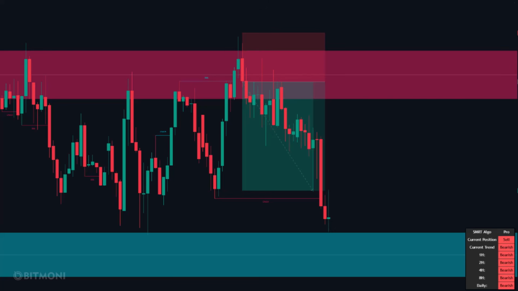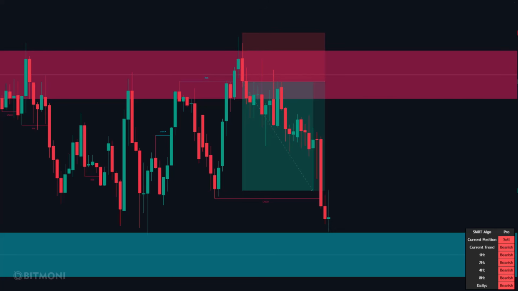Sometimes the indicator will show a break of structure or change of character, but if we don't get a rejection candle, it is a no trade for me. Remember, discipline will always keep you out of losing trades. So, this is the simple strategy I use with the SmrtAlgo Pro V3 indicator to catch reversals.